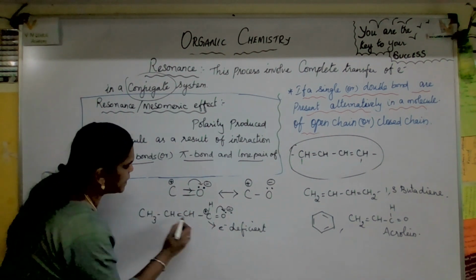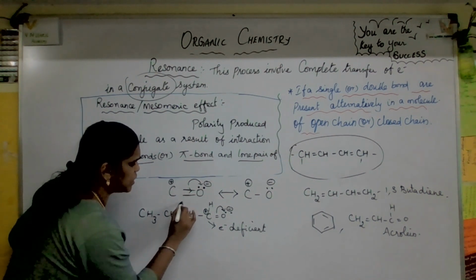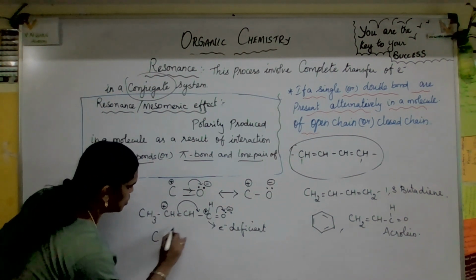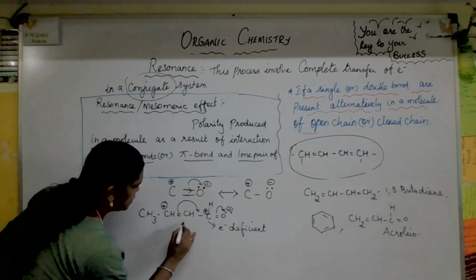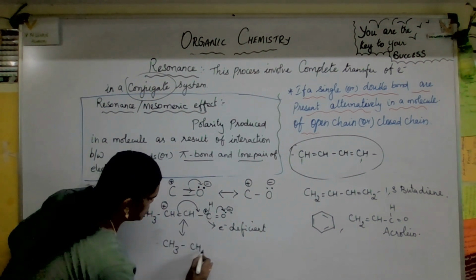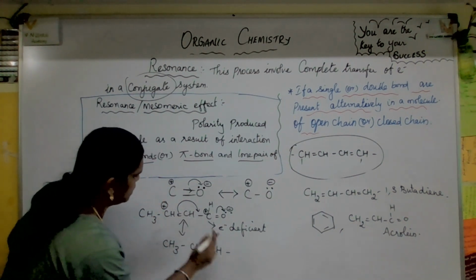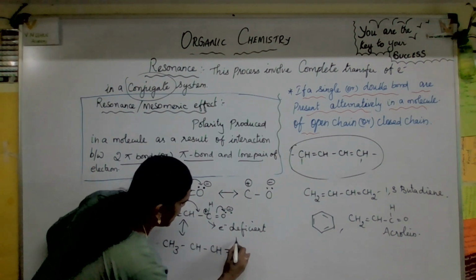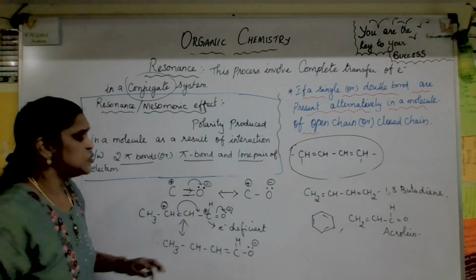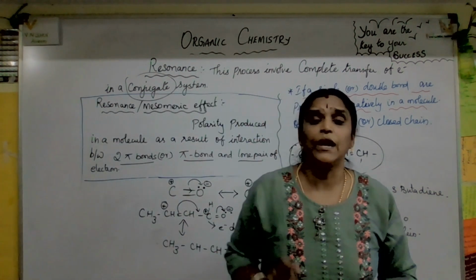So the double bond breaks and the electrons automatically go here, so here you get the minus charge. Another structure here: CH3, CH, single bond CH, here double bond CH, single bond O, lone pair of electrons, negative charge. In this way the pi electrons are delocalized.